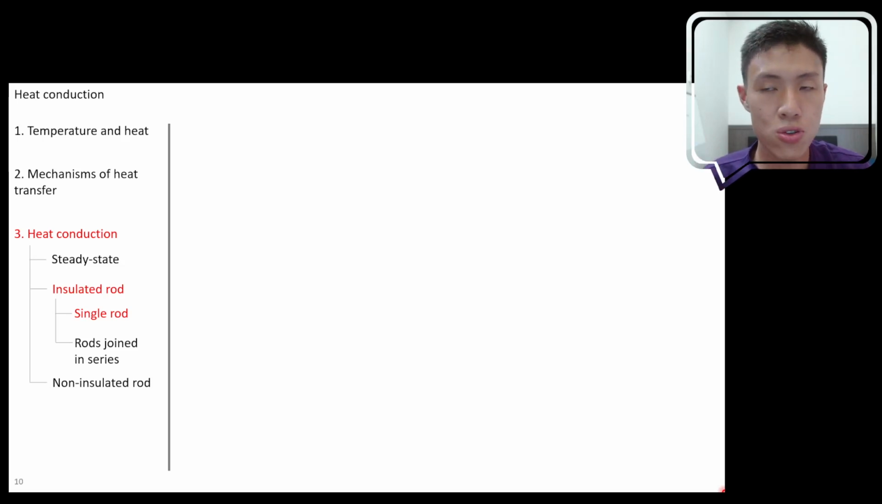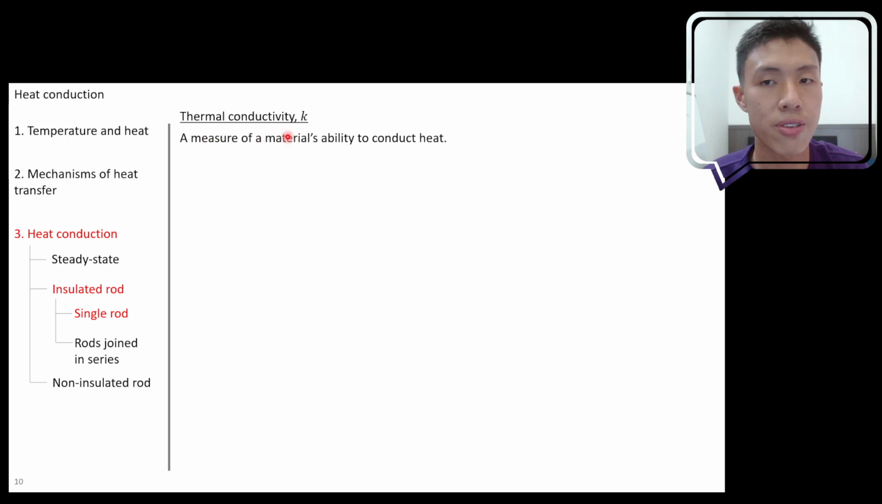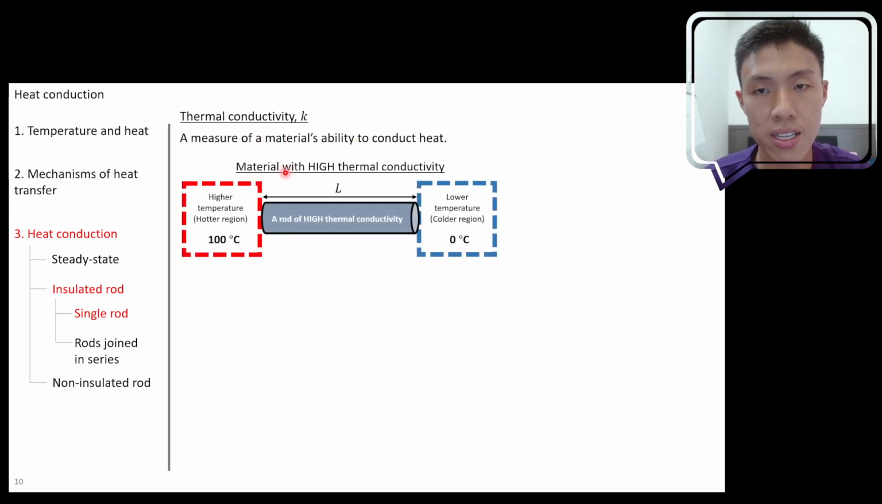Let's roughly go through what it means by thermal conductivity. Thermal conductivity has a symbol of K and it represents a measure of the material's ability to conduct heat. If you have a material with high thermal conductivity, that means it can conduct heat very well.